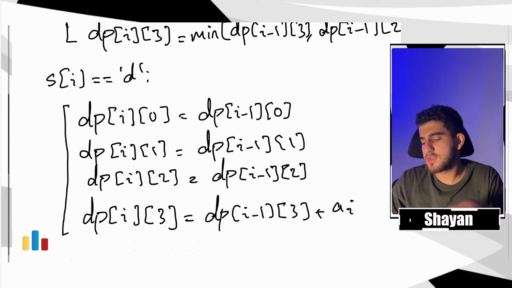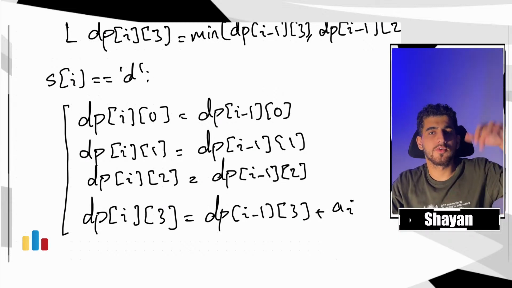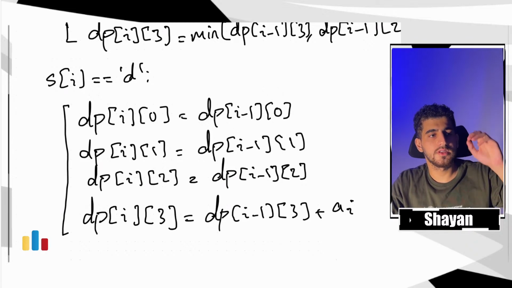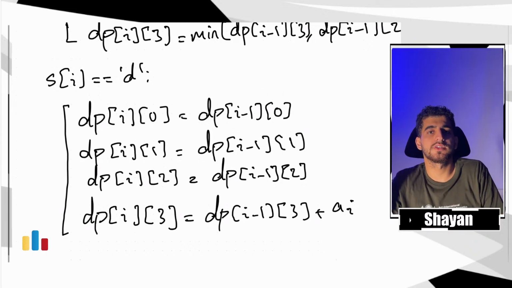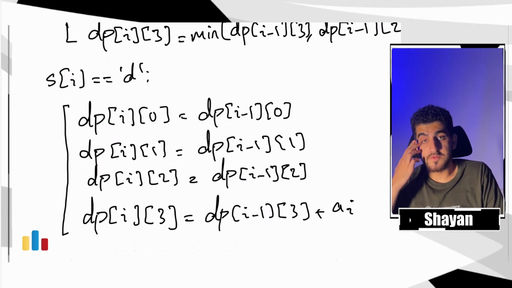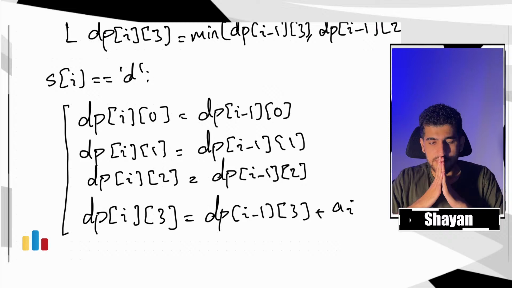And we do not even consider the case that we are at 3 and we don't remove a[i] and go to state 4. Because state 4 means that we have H, A, R, D, so that is not useful for us. There's no way to find the answer that way. Right? So this is how we can find the answer.